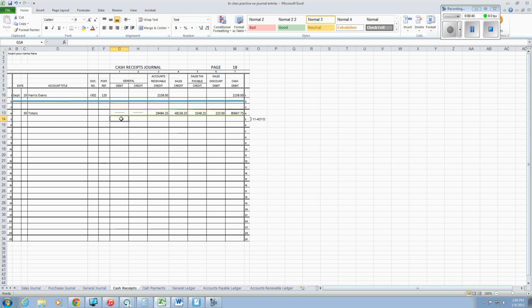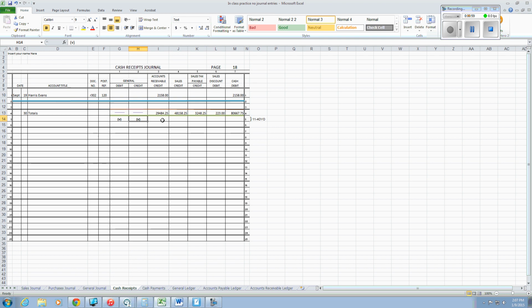So what we're going to do is underneath that, we're simply going to put check marks. I'll put a check mark by putting the V there like we always do, and the same thing over here. So we know that anything in those columns has already been posted and taken care of.